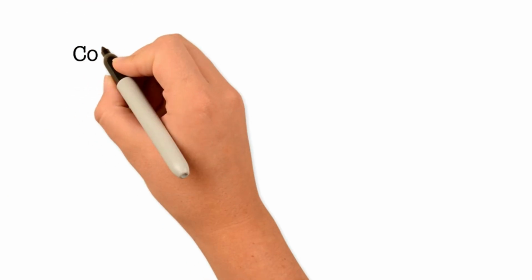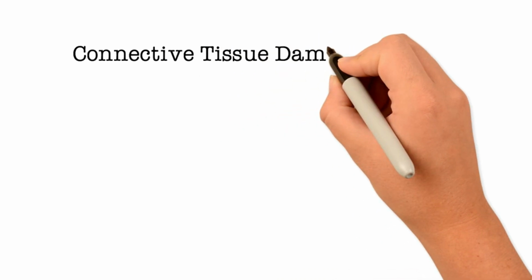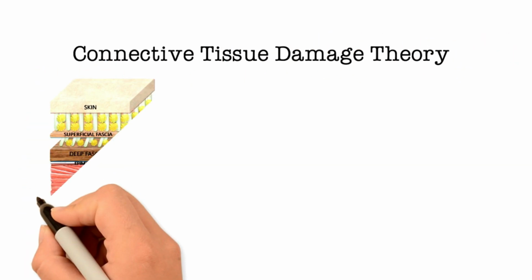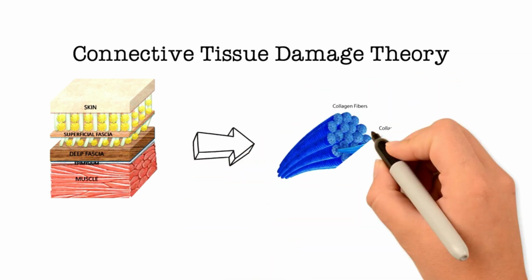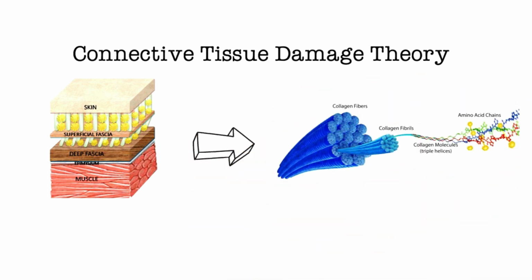First is the connective tissue damage theory. This theory looks at the role of the connective tissue, more specifically collagen, that forms the thick sheet of fibrous tissue around bundles of muscle fibers, and how it becomes broken down from exercise.